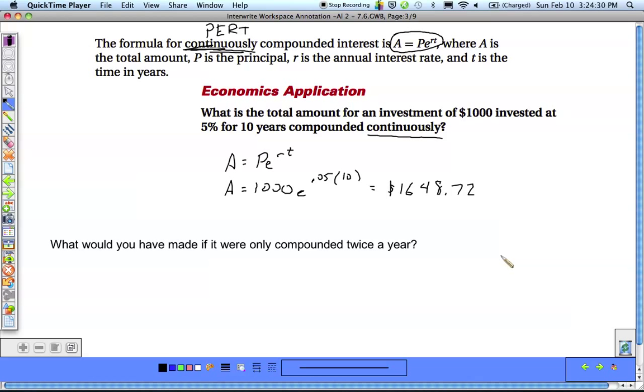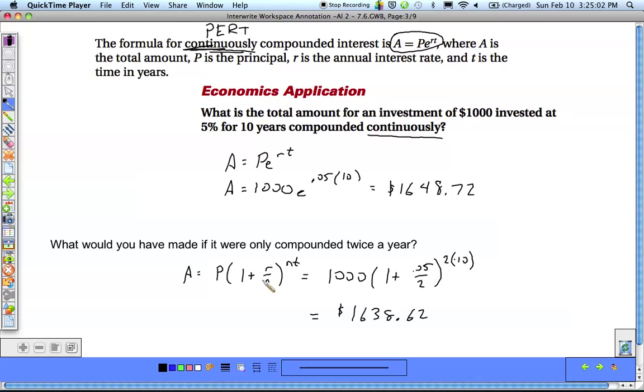To take a look at it from a different situation, let's say it was only compounded twice a year, meaning that we would use A equals P times (1 plus r over n) raised to the nt. If we only compounded it twice a year for that same time, it would be 1,000 times (1 plus 0.05 over 2) raised to the 2t, where t would be 10 years. If we were to plug this in to our calculators, we would get 1638.62, which we have talked about in the past. The more times that you compound it, the little bit more money that you're getting. Here we're compounding continuously, so we're actually making a little bit more money than what we made down here.